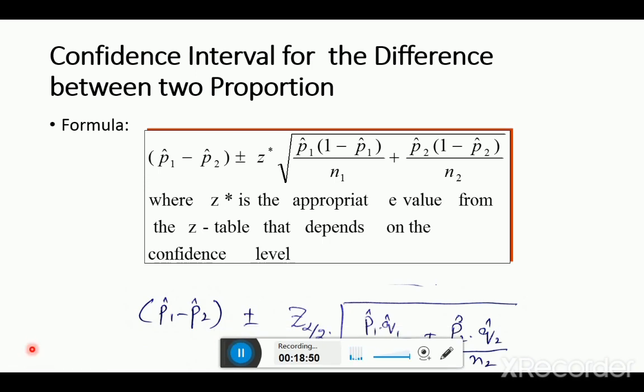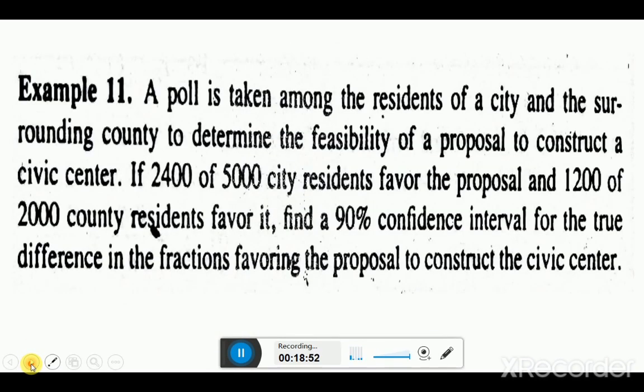As for z alpha by 2, we will get the value from the table. Let us solve a question on this, inshallah. The question is very easy and simple. It says: a poll is taken among the residents of a city and the surrounding county to determine the feasibility of a proposal to construct a civic center.